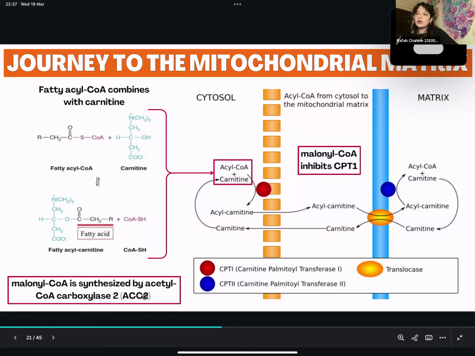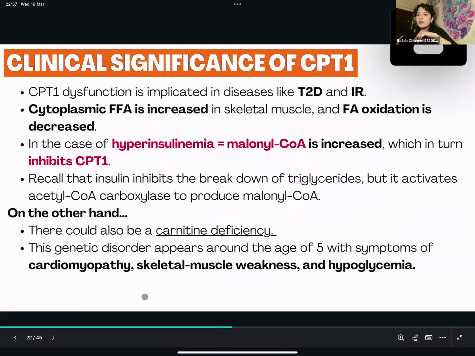And that's it for the journey to the mitochondrial matrix. Now, we're going to talk about the clinical significance of CPT1. Patients can have CPT1 dysfunction in diseases such as type 2 diabetes and insulin resistance. Why? Because, as I previously mentioned, hormones like insulin want to store energy.